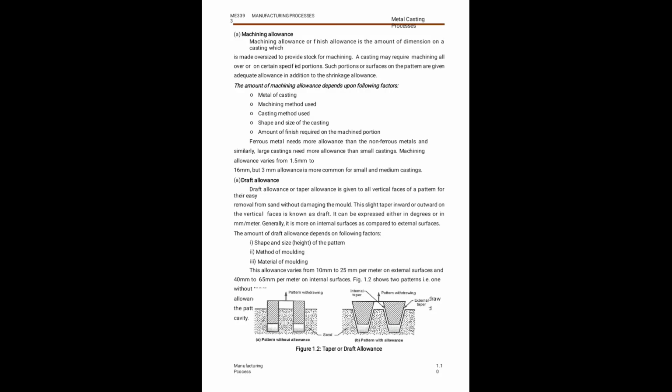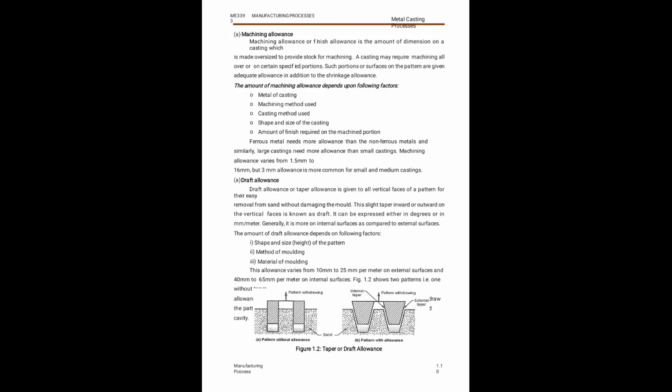Machining allowance is the finishing allowance. It is the amount of extra dimension given on the casting for removal of material. A casting may require machining all over or only on certain special portions. Such portions or surfaces on the pattern are given this allowance in addition to the shrinkage allowance. The amount of machining allowance depends upon the following factors: metal of casting, machining method used, casting method used, shape and size of casting, and amount of finishing required on the machined portion.